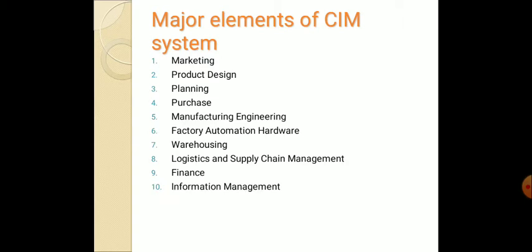Next one, last one is the information management. Information management is perhaps one of the biggest tasks in a CIM. This involves the master production scheduling, database management, communication, manufacturing system integration and management information systems.